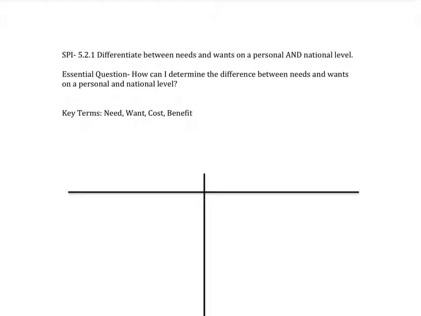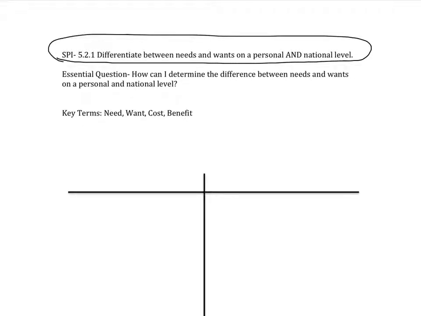Hello everyone, we're beginning our first lesson on economics, and we have a new SPI, which is 5.2.1, where we need to differentiate, or tell the difference between needs and wants on a personal and a national level. You're probably familiar with personal needs and wants, but it gets kind of tricky when we look at our country's needs and wants, okay? Our central question is, how can I determine the difference between needs and wants on a personal and national level?